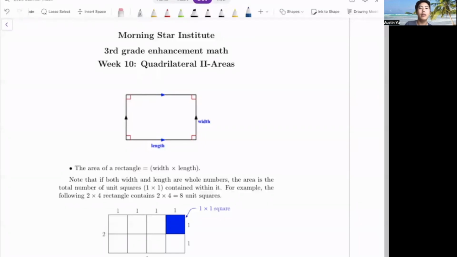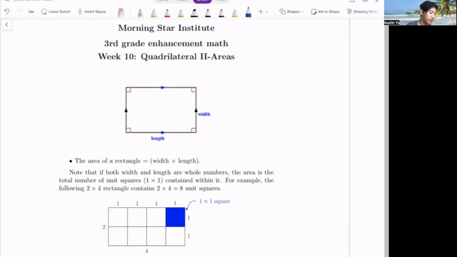Hello everyone, this is the third grade enhanced math week 10 quadrilateral area solution video. The area of a rectangle equals the width times its length. So for example, if the width is 3 and the length is 2, that would just be 3 times 2 equals 6, and that would be the area of this rectangle.